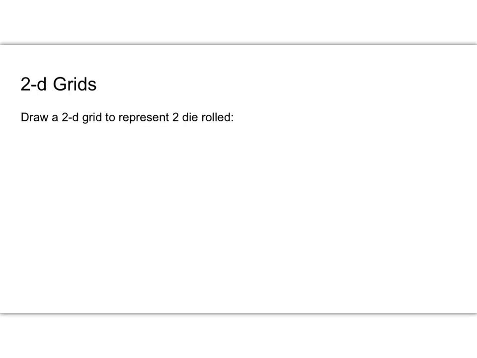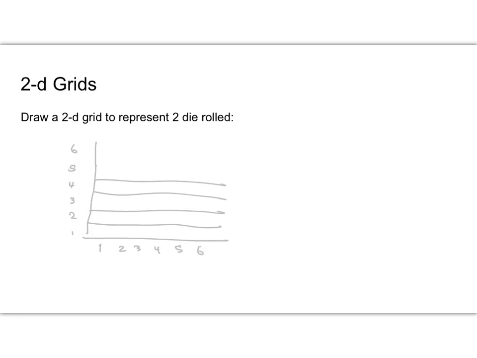We can use two-dimensional grids to represent a sample space. So if I'm rolling 2 dice, I could roll a 1, a 2, a 3, a 4, a 5, or a 6. And the other dimension would be 1, 2, 3, 4, 5, and 6. And then I'd make a grid.